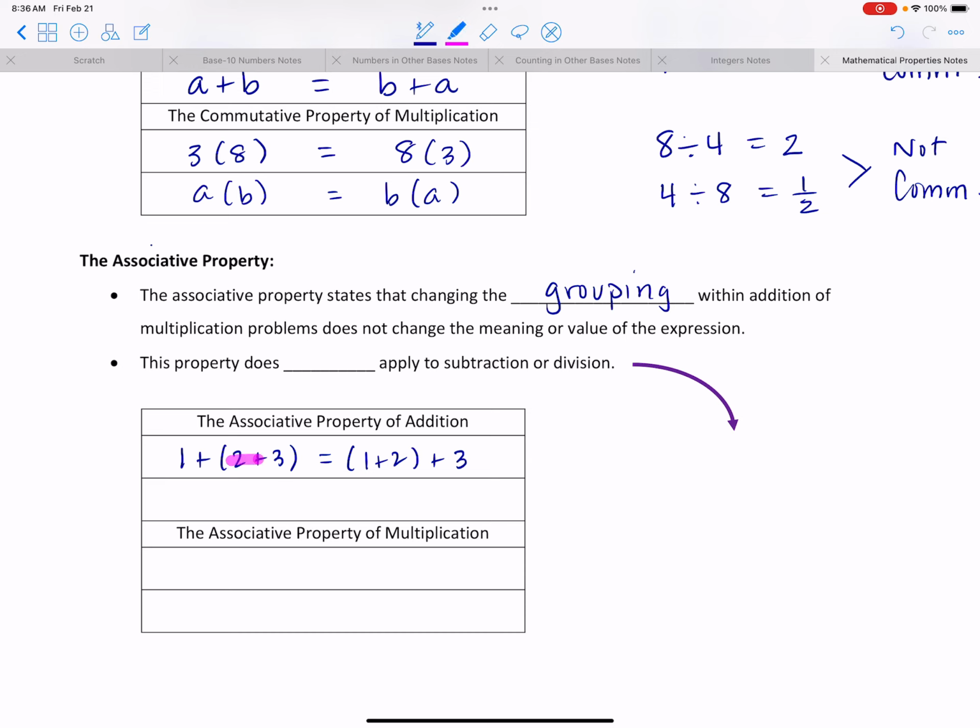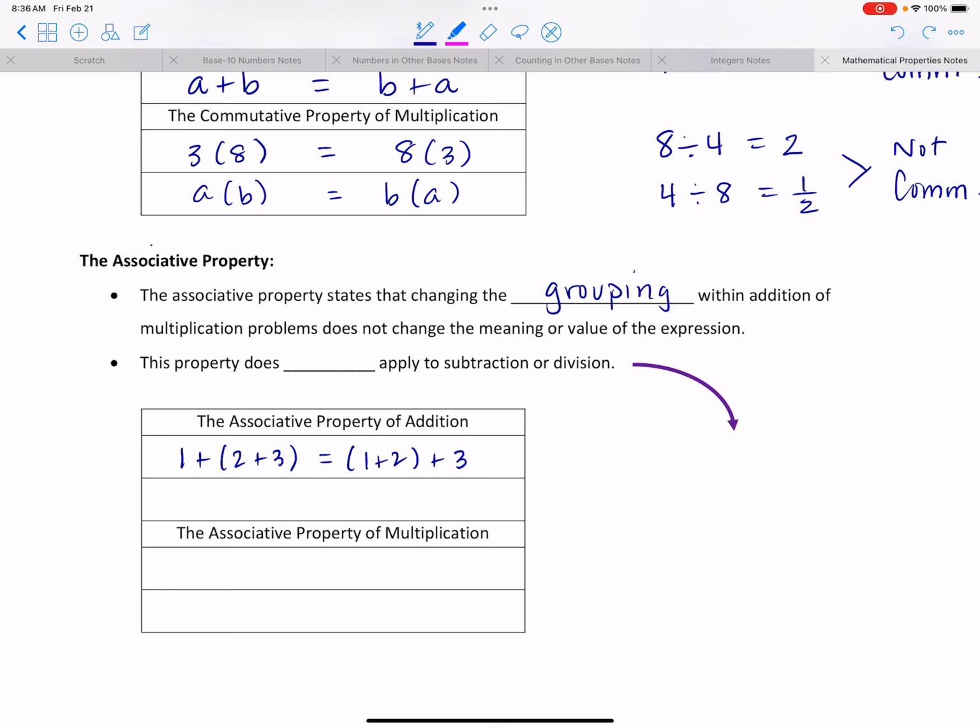So I could add these numbers in the group. The 2 plus the 3 would make the 5. And then I could add the 1 to the 5, and that's going to give me 6. Or I can regroup, add the 1 and the 2 to make 3, and then add the 3, but I still get 6. And so changing the grouping, the way we associate the numbers in the groups for addition, will not affect the answer.